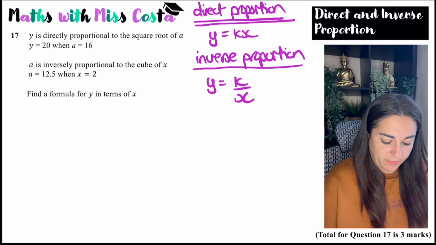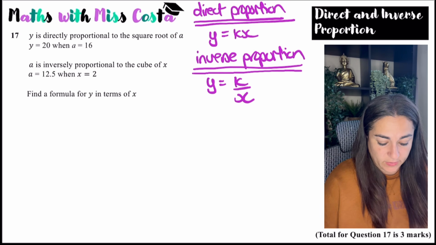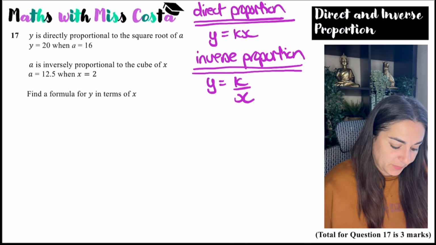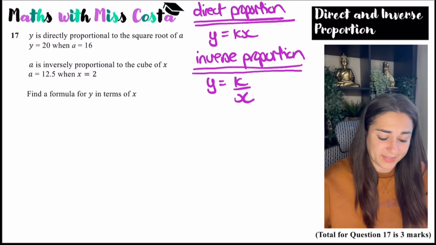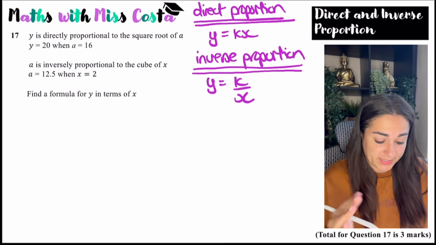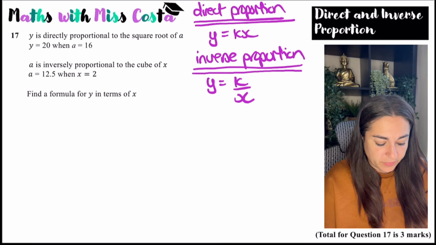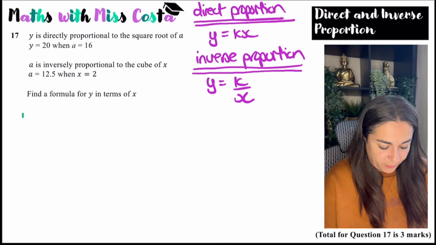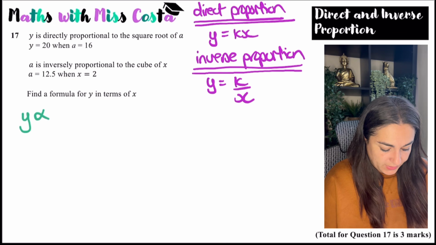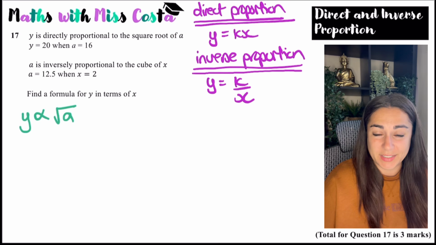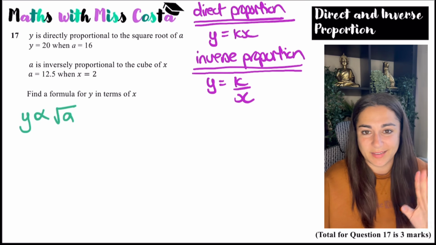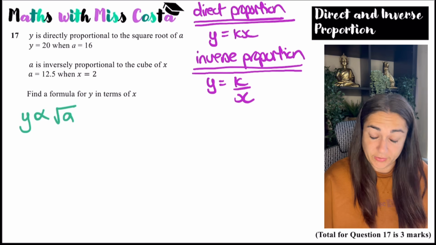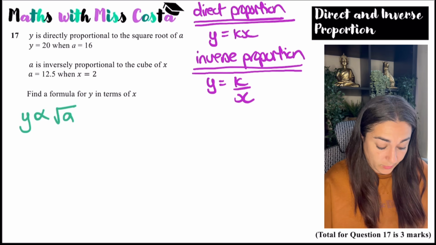So it's just good to have those two in mind as we do these questions, because there's so much going on in an exam, and sometimes you might just accidentally write one as a direct proportion just because you're trying to rush through it. So we're told that y is directly proportional to the square root of a. Now I like to write the proportionality statement, but some people this confuses them. So if this confuses you, then ignore it and just go straight to the equation.